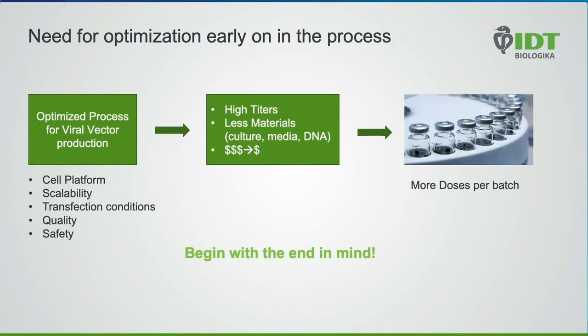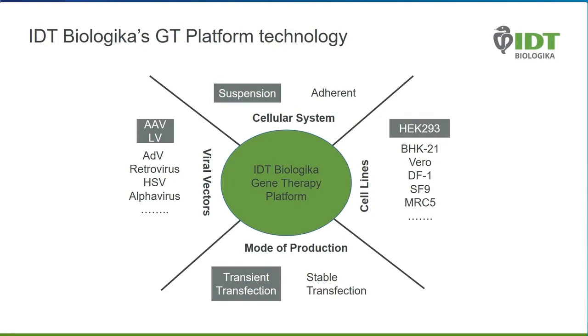And of course, safety is a key criterion from a regulatory standpoint, which has to be incorporated all along the process. So long story short, you have to begin with the end in mind. So considering all these factors, we at IDT Biologika have designed our gene therapy platform, which uses a suspension-based cellular system that uses an HEK293 cell line with a transient transfection mode of production. And we do this to produce both AAV as well as lentiviral vectors, although the focus of the talk today is going to be on lentiviral vectors.